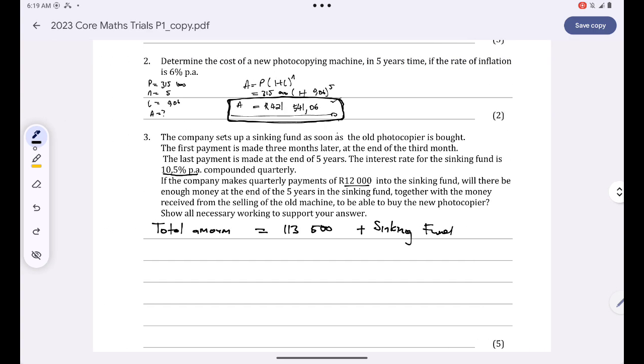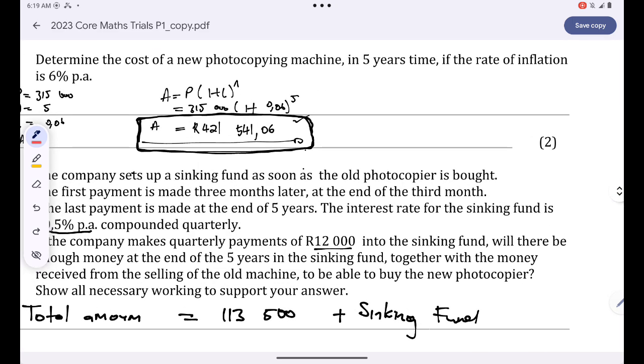Let me write down the data for my sinking fund. X is equal to 12,000. The interest is 10.5% compounded quarterly. That's basically 0.105 divided by 4. And then M, since interest is calculated every quarter in 1 year, so how many quarters do we have in a year? We only have 4 quarters. That's why M is equal to 4. And the number of years, this will happen for 5 years, and hence N will be equal to 4 multiplied by 5, which is just 20.